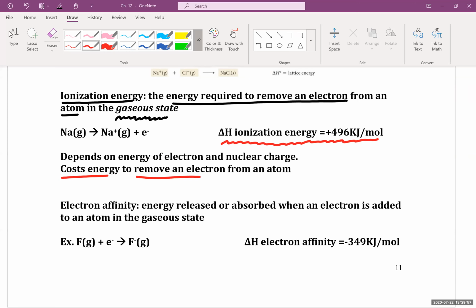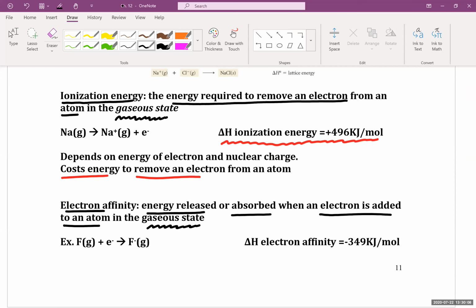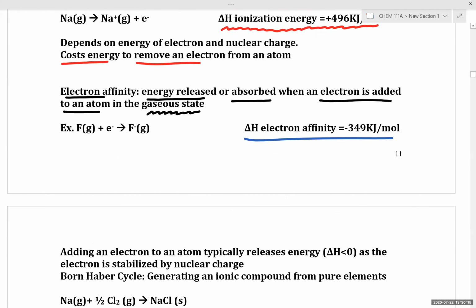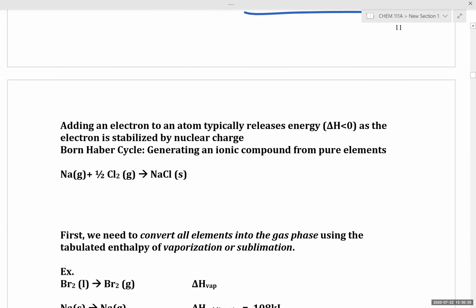Electron affinity, as we discussed last chapter, is the energy released or absorbed when an electron is added to an atom, again in the gas phase. Electron affinity values are almost always negative, and electron affinity is almost always an exothermic process. Now, we can combine each of our steps into what is known as the Born-Haber cycle, where we're generating an ionic compound from pure elements.